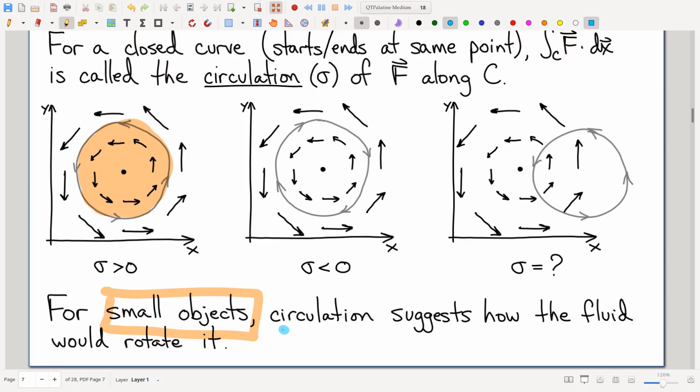Circulation really does suggest to what extent we are pushing the leaf to make it rotate. And I like to think of it in two dimensions, as I have drawn here. I like to think of circulation as describing how little bitty, tiny little leaves would spin in the water if they were floating in that fluid. Okay. Now, another important observation: circulation is not just about the fluid; it's about the curve that you're comparing it with.